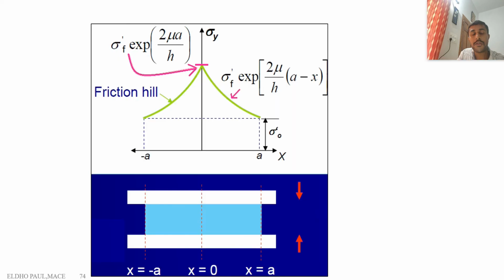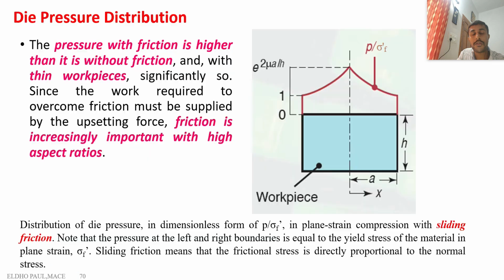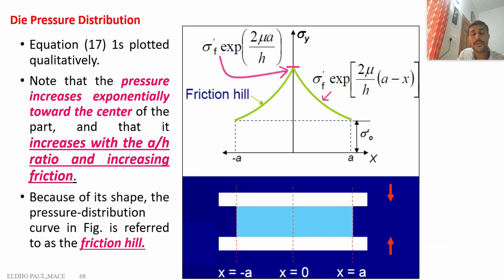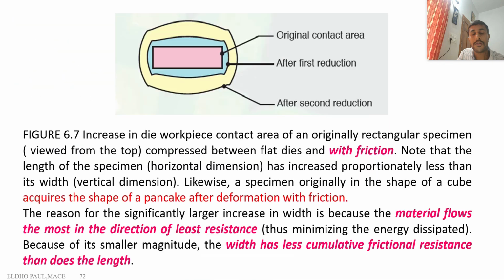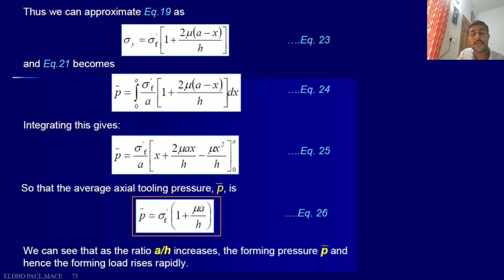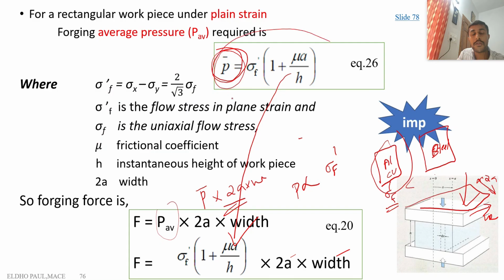Any doubt in this area? So initially we calculated the pressure distribution, which is a friction hill, but we don't know what constant pressure we need to apply through the die. For that, we calculate the average pressure, and using the average pressure, we calculate the force. This is actually the essential content of this lecture.